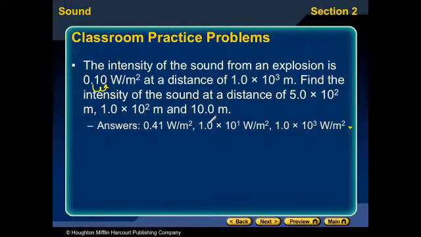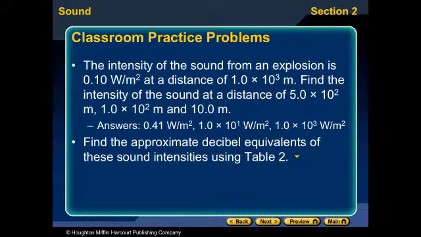I wouldn't actually plug it into an equation. You're just going to look at the equation. Remember, it's an inverse squared relationship, and so you're going to be able to figure out how that original intensity is going to change based on the change in distance.